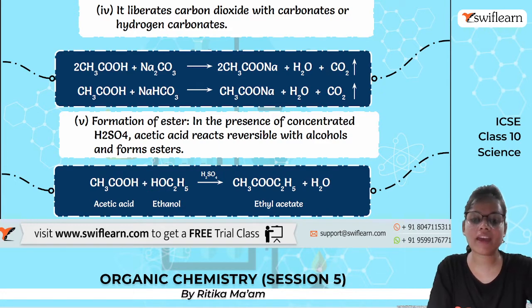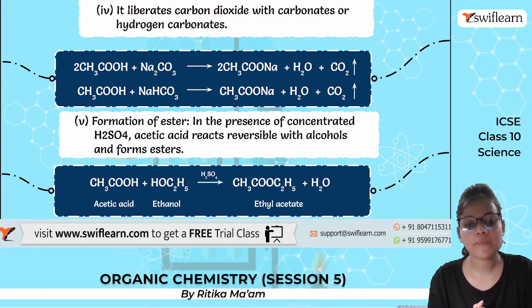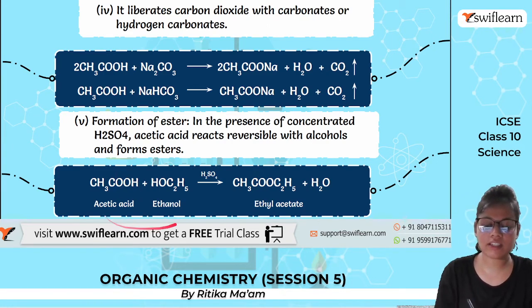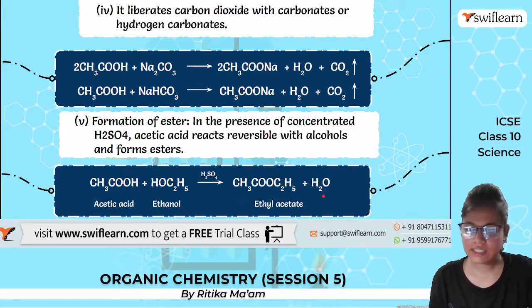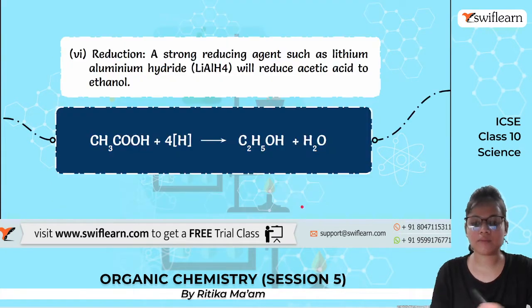Then how to form esters with acetic acid or any acid? In the presence of concentrated H2SO4, acetic acid reacts reversibly with alcohols and forms esters. So acetic acid combines with ethanol, okay, and it gives us ethyl acetate, which is an ester. Next is the reduction reaction. A strong reducing agent is needed here, such as lithium aluminium hydride, okay. It will reduce acetic acid to ethanol.